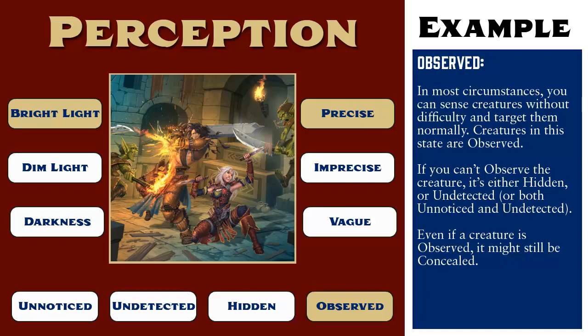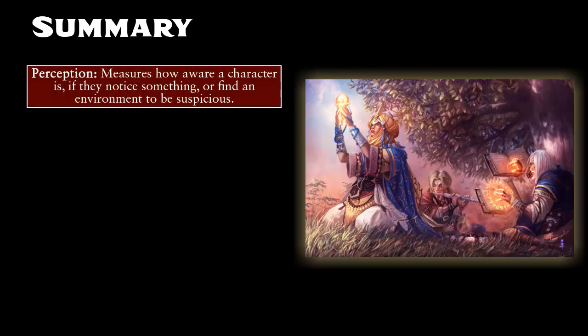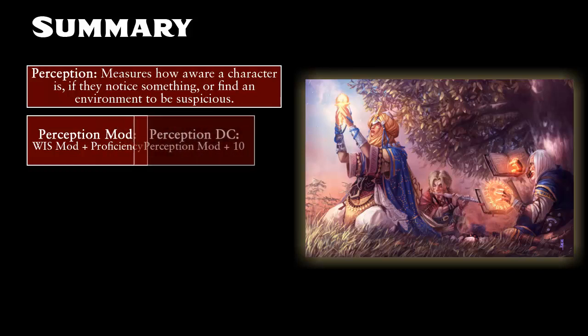In this video, we discussed the basics of perception. As a reminder, this video has served to lay a foundation for future videos that will dive deeper into concepts like invisibility, initiative, and stealth. Perception is a measure of how aware a character is and is rolled to determine if they notice something. The base perception bonus is the character's wisdom modifier plus their perception proficiency bonus. A creature's perception DC is 10 plus their perception bonus. This score is used to contest attempts by others to avoid that creature's attention.